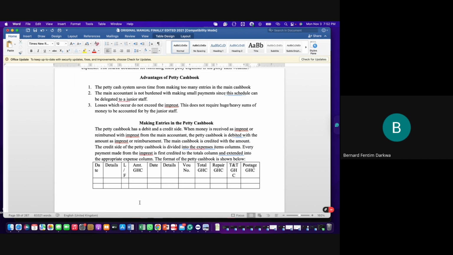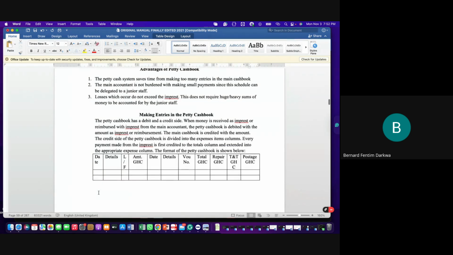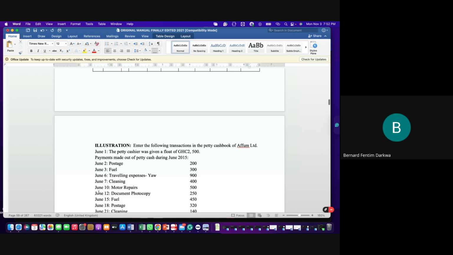So when you are solving the question, always watch. The question will give you a minimum amount that you shouldn't go beyond. So when you are spending, you have to be tracking how much money is left. If you don't take care and you spend over the minimum balance, it is wrong. So these are some of the things we have to watch. Now let's look at the format for the petty cash.